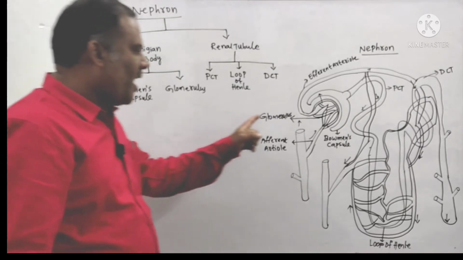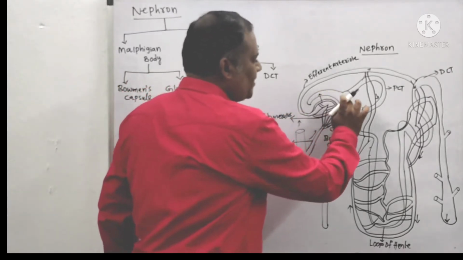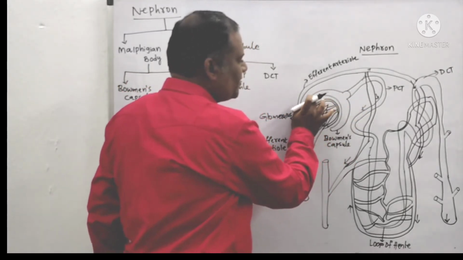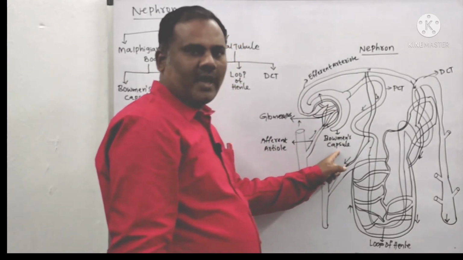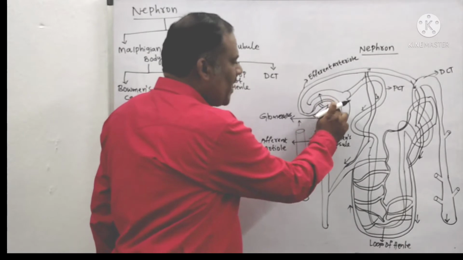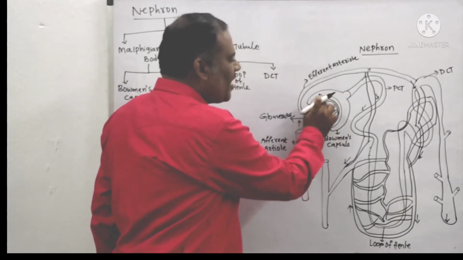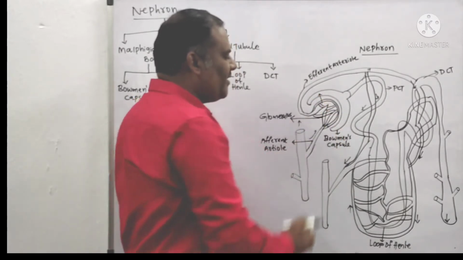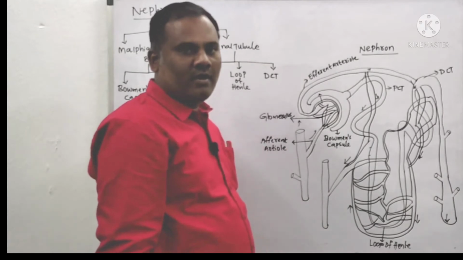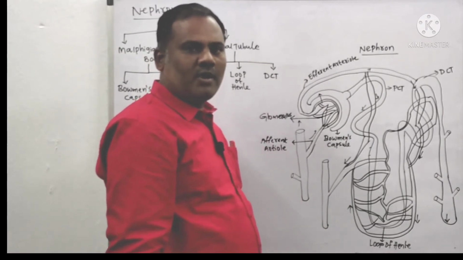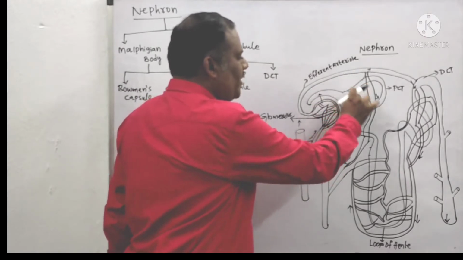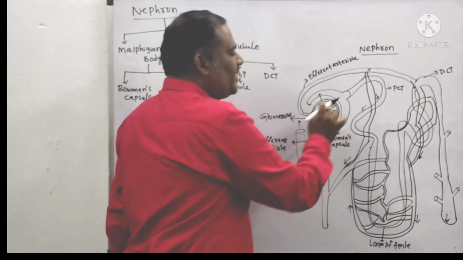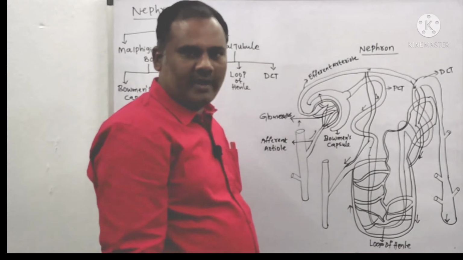The Malpighian body has this cup-shaped structure, which is called Bowman's capsule. Inside this Bowman's capsule, there is a fine network of blood vessels. That is called the glomerulus. So these two, glomerulus plus Bowman's capsule, up to here, this portion is called the Malpighian body.